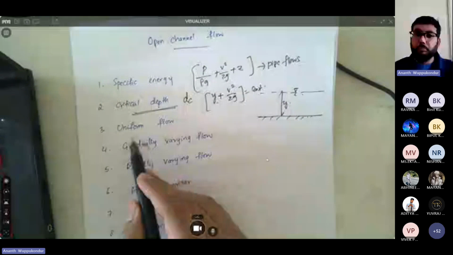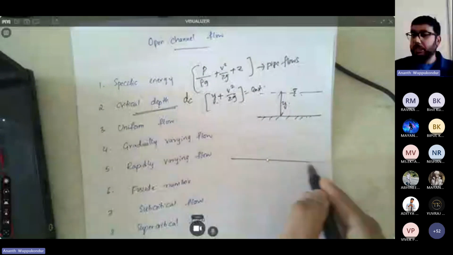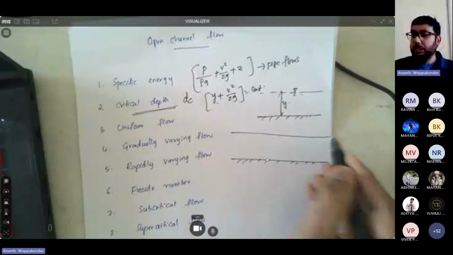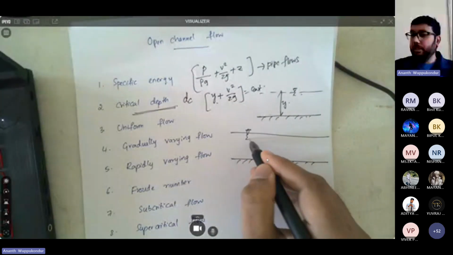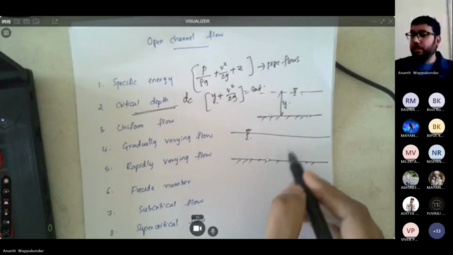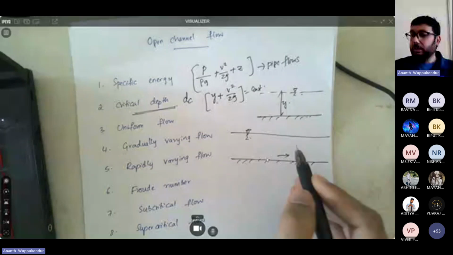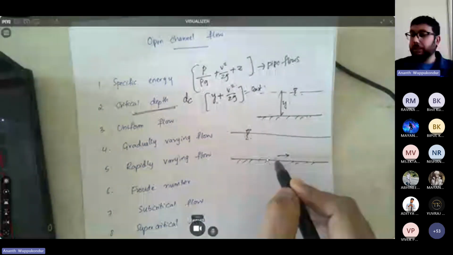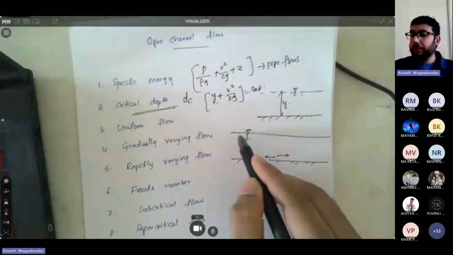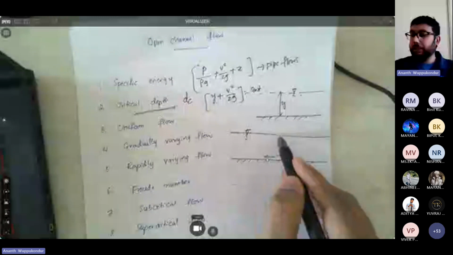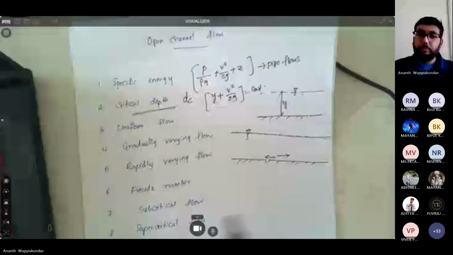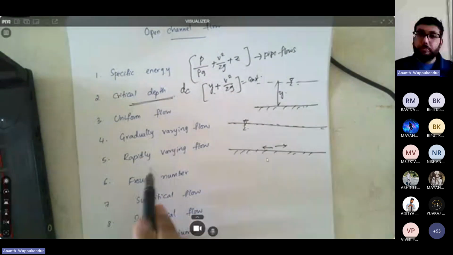And you have uniform flow. Uniform flow is when you have a channel that is sloping and the free surface is parallel to the channel bed. So here the forces are in balance. You have the weight of the fluid acting downwards and the frictional or shear resistance, they are in balance. So that is why you do not see a change in flow depth. If the flow depth is constant in the channel and the flow velocities are constant, then it is uniform flow. And then you have gradually varying flow.